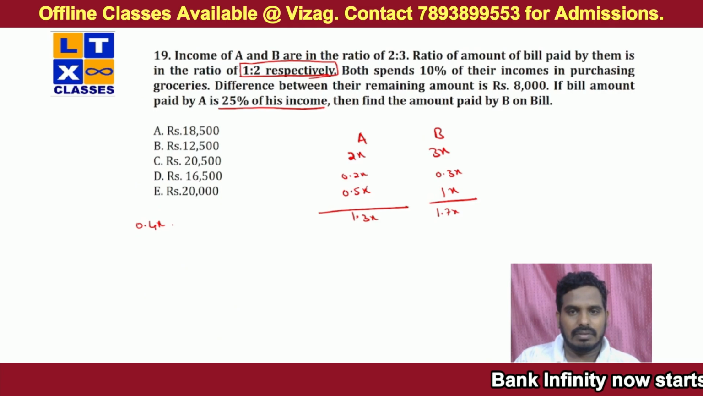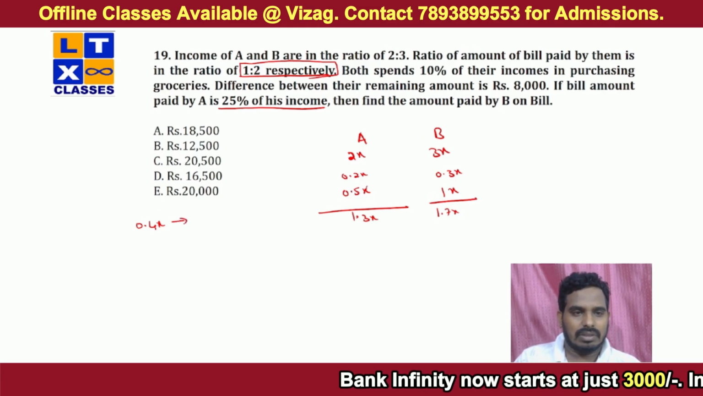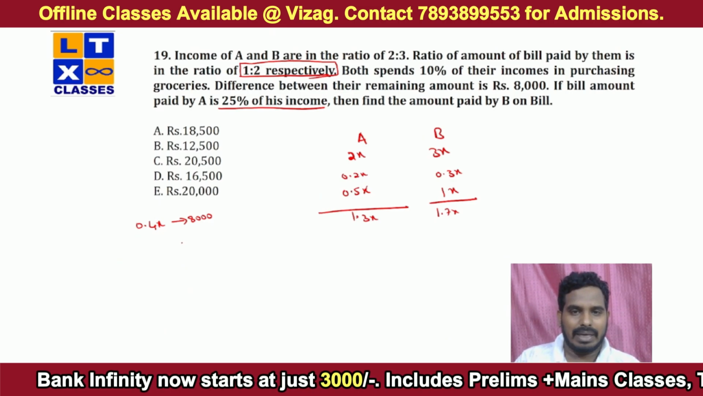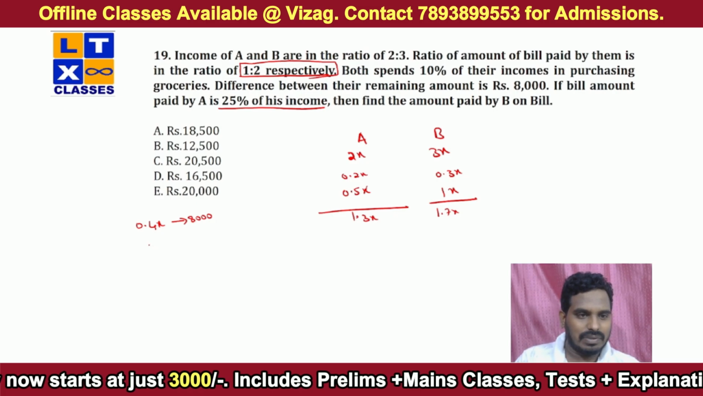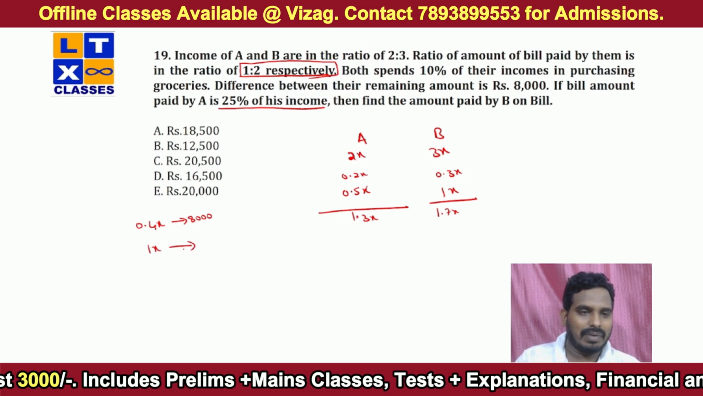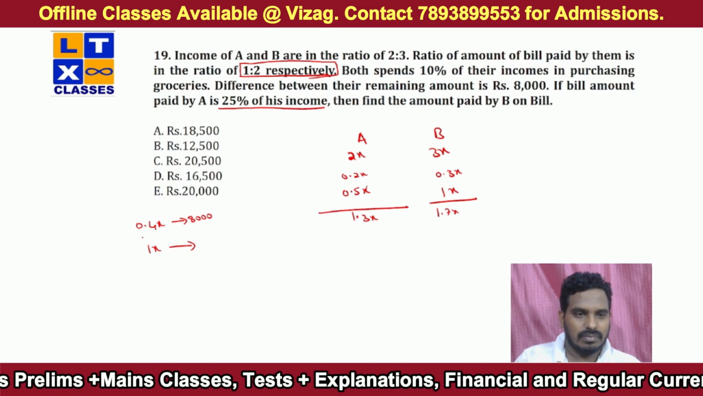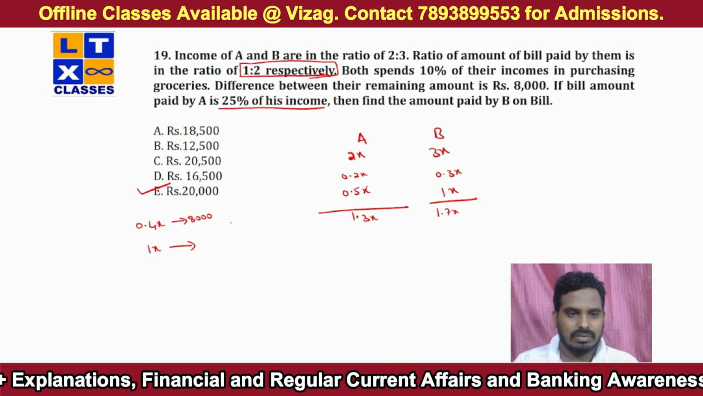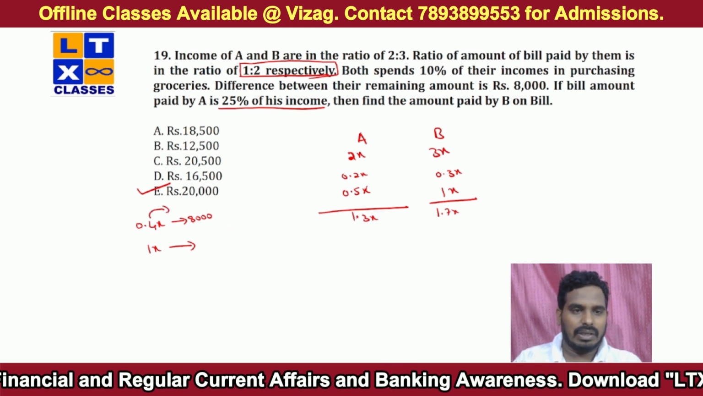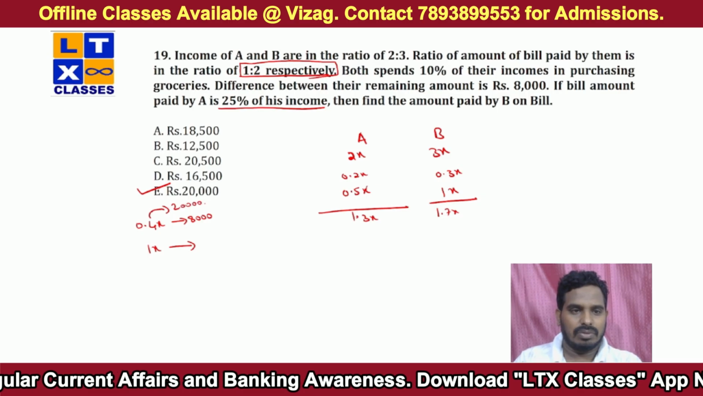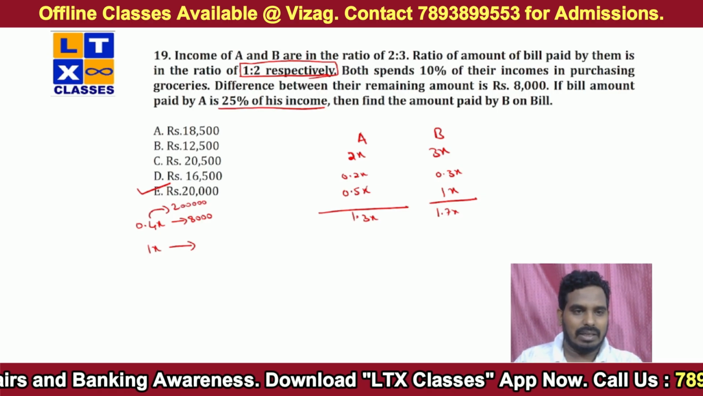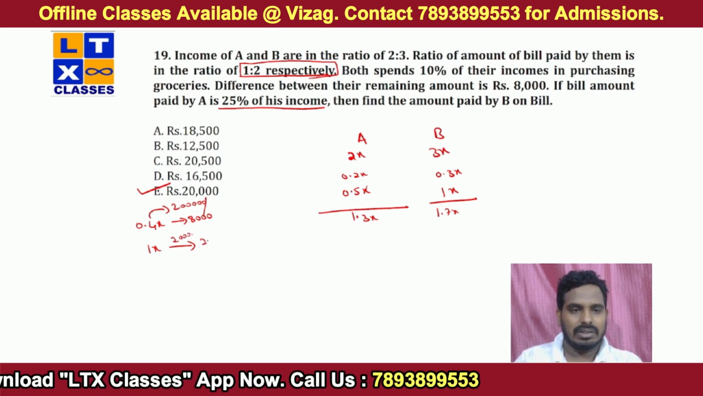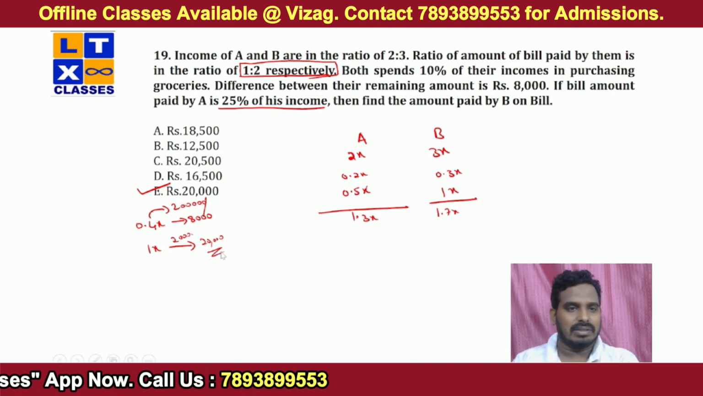right? It is 8,000. 0.4x is 8,000. Now, what were you asked to calculate? Bill amount paid, which is 1x, right? Now, what would be 1x? 1x is nothing but 20,000, right? Now, 4 into 20,000 would be 8,000, sorry, 0.4 into 2 lakh would be 8,000. So 1 into 20,000 would be 20,000. Straight away, 20,000 is my answer.